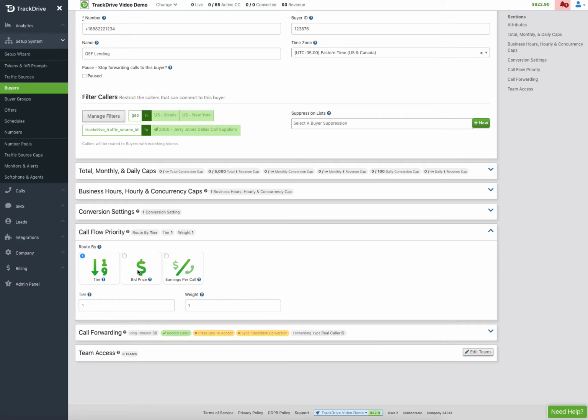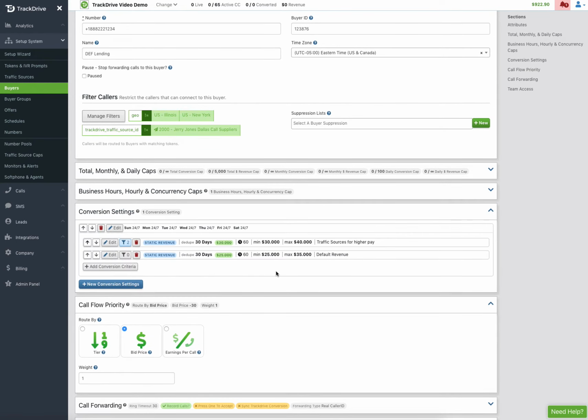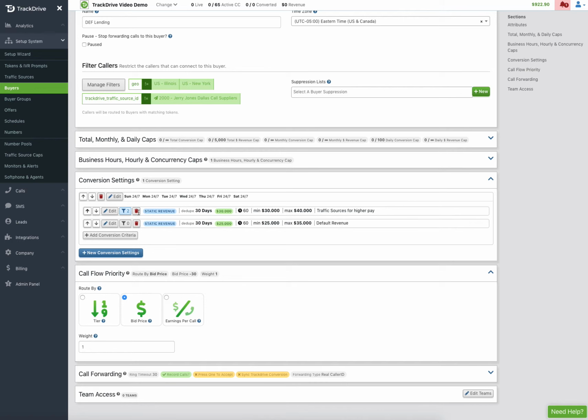If you route by bid price, that's TrackDrive automatically calculating the tier for you. And all we do is negate how much they're paying you. So up in the conversion settings, if this guy was currently paying me $30 for these calls, or $25, we're going to say that your tier would be negative 30 as we were trying to route this call, because we just negate the tier. So the better this guy pays you, the more priority he has. So if he changed his price from 30 to 35, he'd start routing at tier negative 35, which is better than tier negative 30. So that's a pretty simple concept.